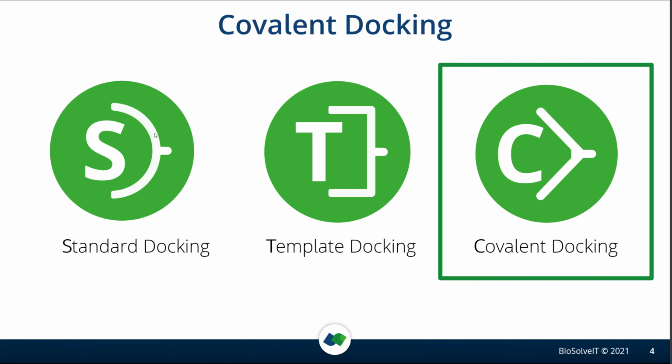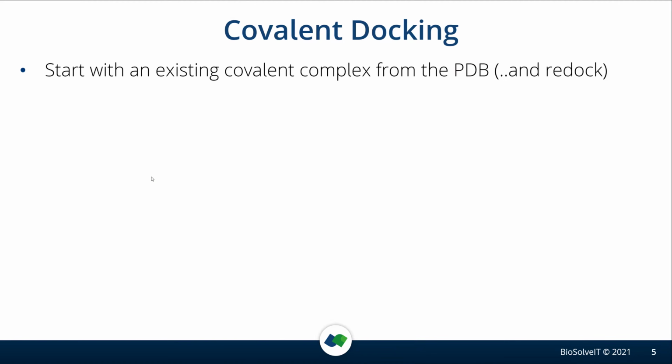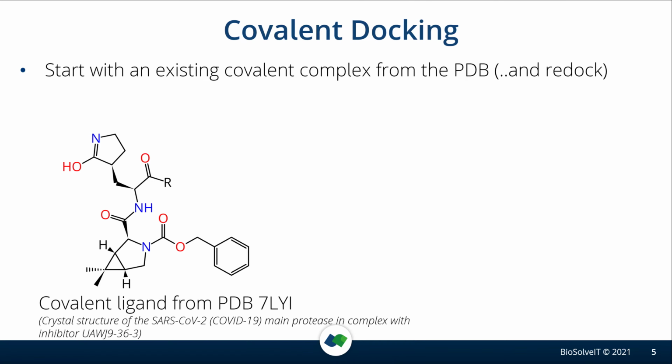Now you're probably wondering what really preparing the protein and ligand for covalent docking means. Let's find out, shall we? The simplest means to use the covalent docking functionality in SeeSAR is to start with a covalent protein-ligand complex from the PDB, and as a first step, redock the same ligand to explore the conformational space of the ligand in this binding site. Let's look at this example molecule on screen.